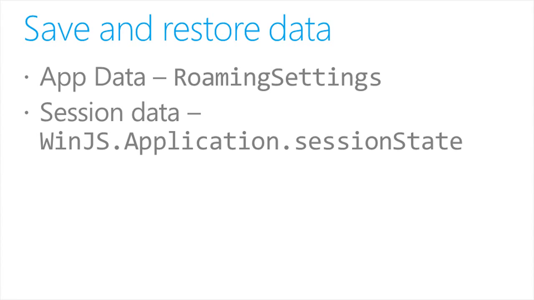Session data, on the other hand, is temporary data that is relevant to the user's current session in your app. You restore this data only if Windows suspends and terminates the app. To save session data for our app, we'll store it in the WinJS application session state object. Now that you have a better understanding of the app lifecycle, let's add some code to make sure we save and restore data in our Hello World app.